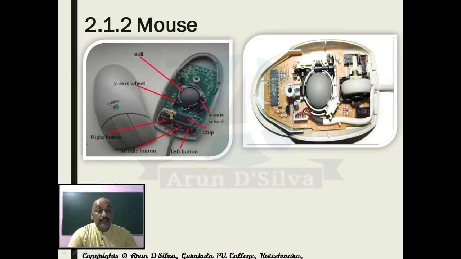Your chip will be there, and there will be 3 buttons. The 3 buttons have 3 different meanings: left button, middle button, and the right button. Normally the left button will be used for action purpose, the right button will be used for properties purpose, and the middle button will be used for scrolling purpose.